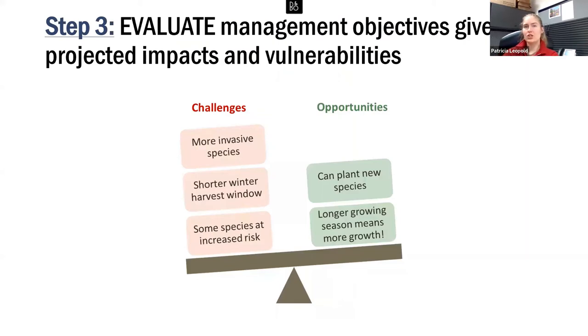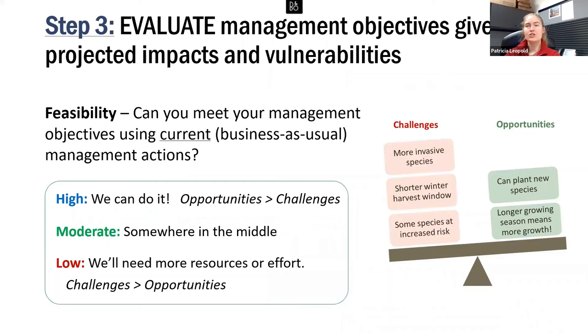So as we begin documenting our challenges and opportunities, we can start to more clearly see how climate change will affect our project, and we begin to evaluate if the odds are stacked against us or not. So from there, you will start evaluating the feasibility of your objectives, given the challenges and opportunities that you have identified using your current business as usual management actions. Feasibility can be determined for individual or multiple timeframes, so we can be thinking short-term or long-term here.